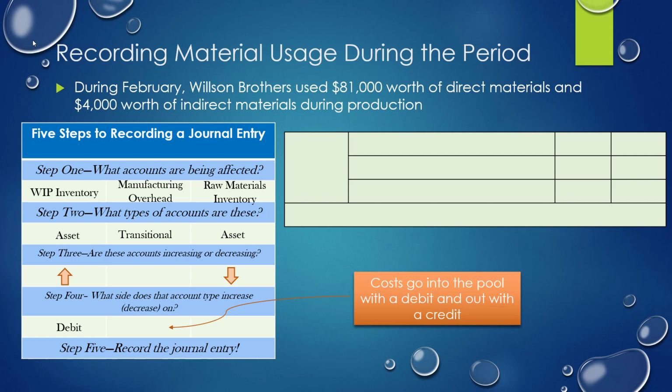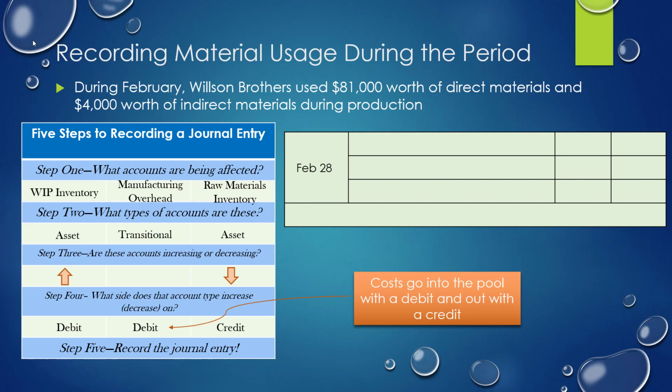This is an actual cost. We had to actually pay for all these indirect materials, which means we're building up the pool, and the pool builds up on the debit side, so we're going to debit manufacturing overhead. Raw materials inventory is an asset going down, is going to go down like all assets do on the credit side.